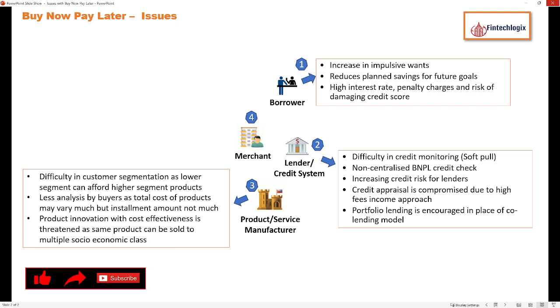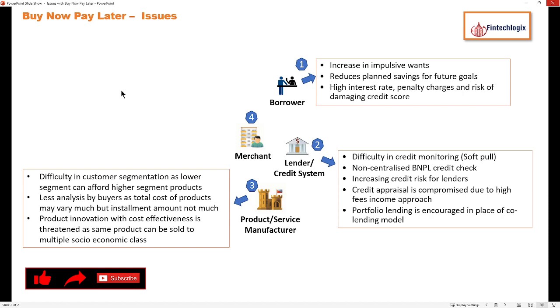That is also discouraging product manufacturers from creating correct products and correct pricing for these products. So in turn, the overall product innovation with cost effectiveness is going down, and definitely this is not good for the customers in the end.